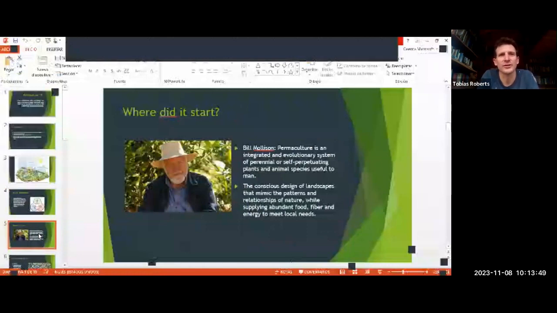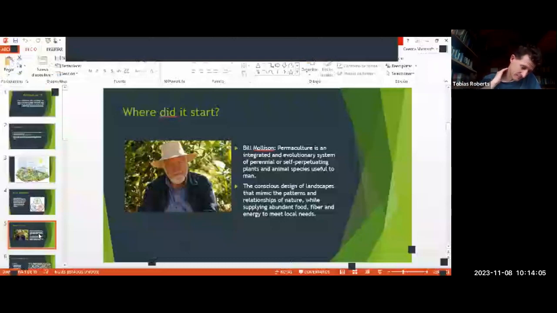And then after traveling the world, especially after interacting with indigenous cultures in different parts of the world, he started to question some of the principles of agronomy and farming that he had been taught. And he started to say that, look, we need to rethink how we grow our food and how we design our societies. And here are two quotes from Bill Mollison's main book, which is called Introduction to Permaculture.